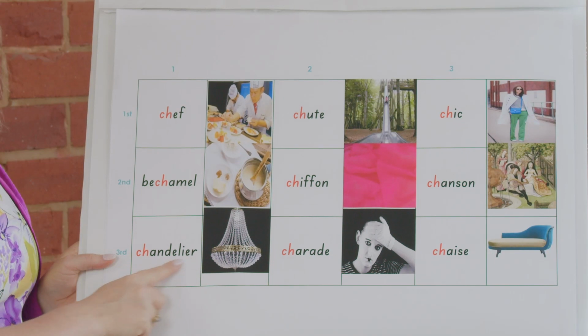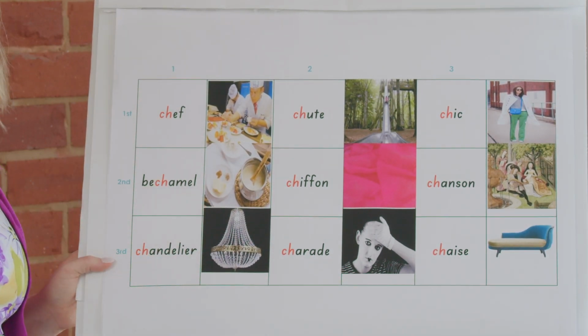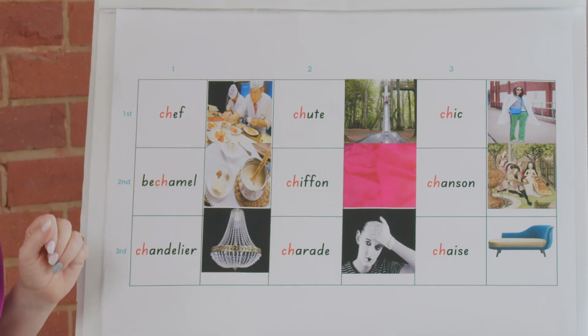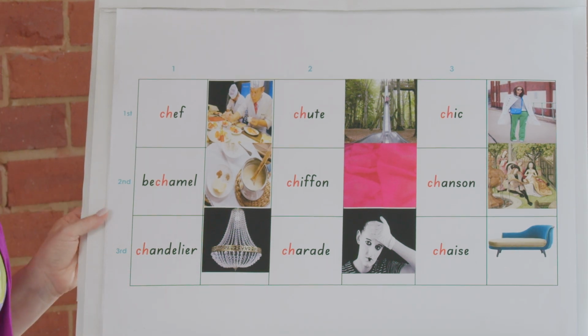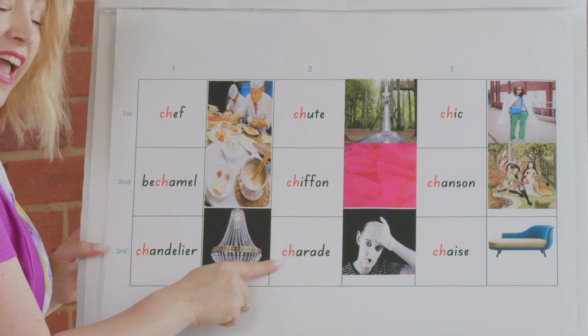Then we have a chandelier. Whoa, there's our beautiful chandelier, those beautiful shiny sparkly lights, the fancy lights that go in the houses and in some of the fancy places you might visit, a chandelier. A charade is when you try and tell someone something without saying any words. So I might say that you're watching a video, I might do it like this.